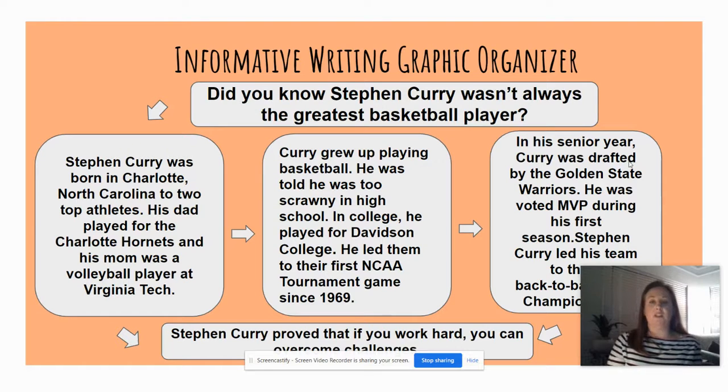Then I started moving into more present day, the things that he had to overcome and the challenges that he met when he started playing professional basketball. He was drafted by the Golden State Warriors. Then he went on to become MVP, and he led his team to back-to-back championships. So I concluded by saying that if Stephen Curry can show that if you work hard, you can overcome those challenges. Okay, so that's my graphic organizer. Now I'm going to turn it into my actual paragraph.